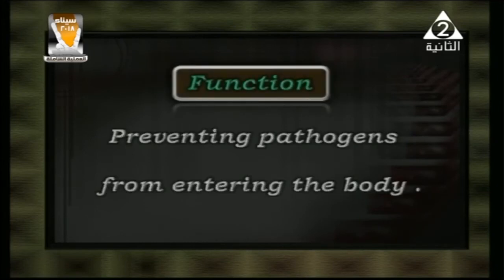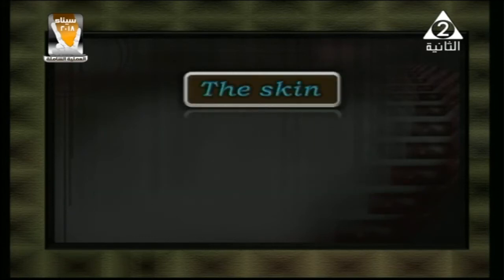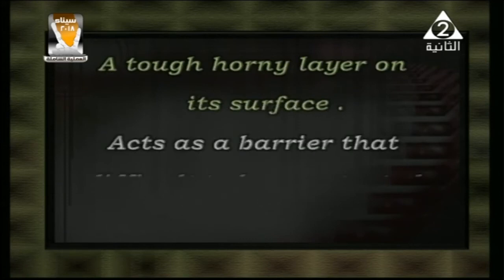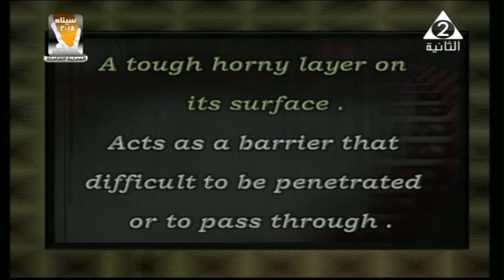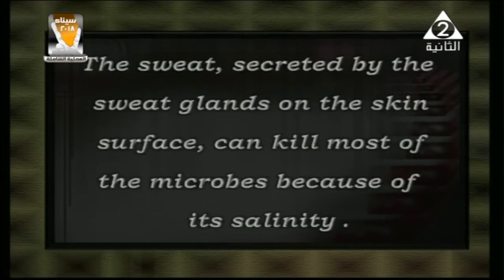Their function is preventing pathogens from entering the body. So we have 2 parts here: how we can prevent the pathogen from penetrating the body, and what happens if the pathogen succeeds in passing our cells. Starting with the skin, it is characterized by a tough horny layer on its surface. This layer acts as a barrier that is very difficult for pathogens to penetrate. The sweat secreted by the sweat glands on the skin surface can kill most microbes because of its salinity, as it contains a large amount of salts.